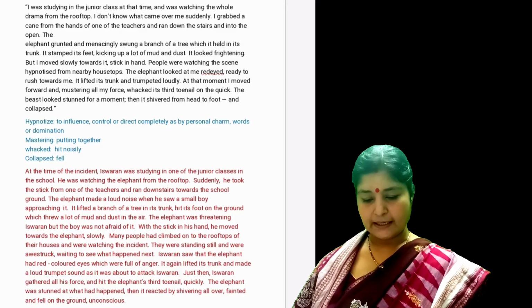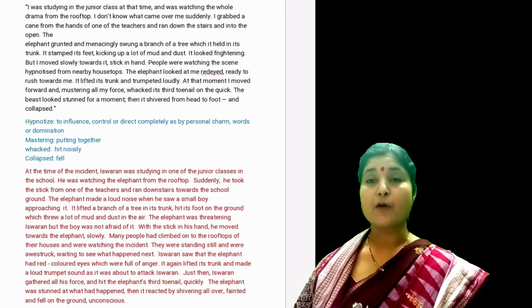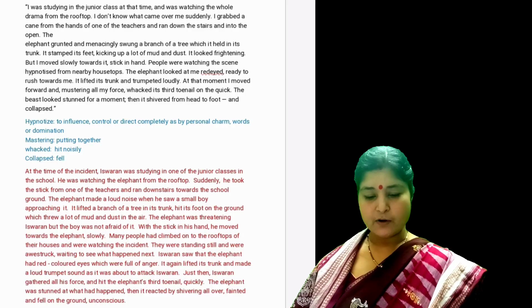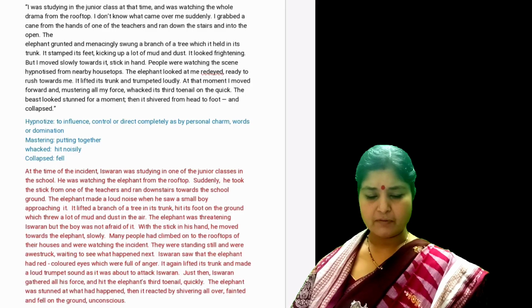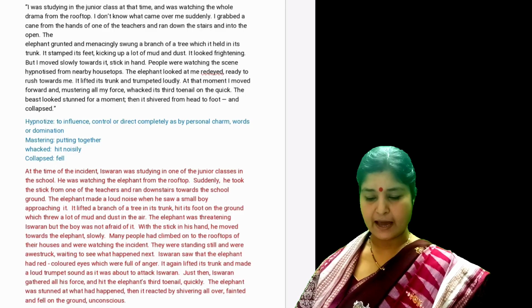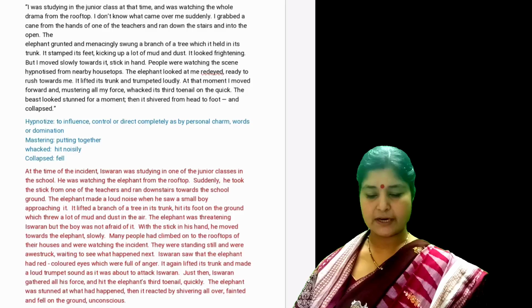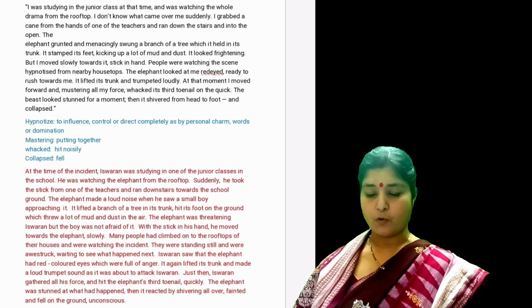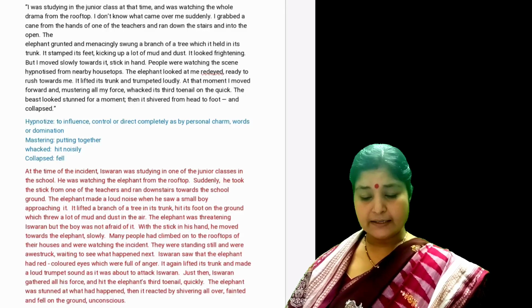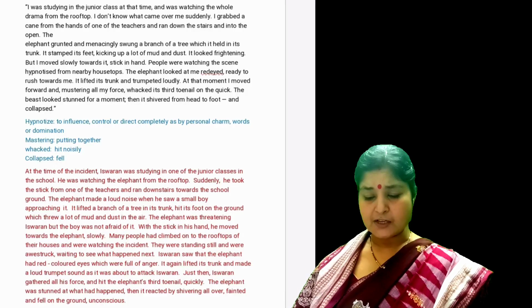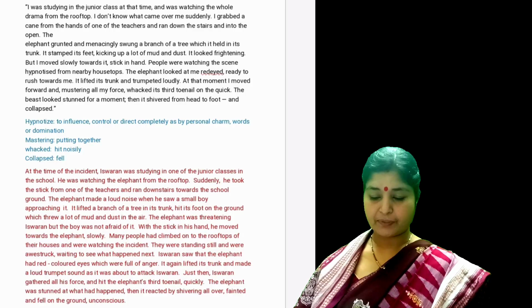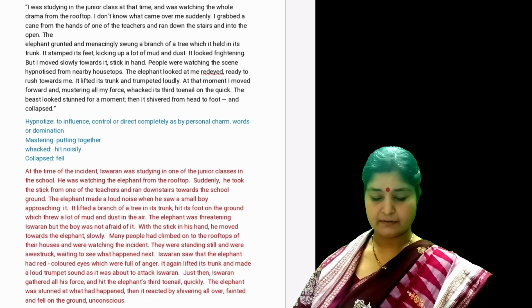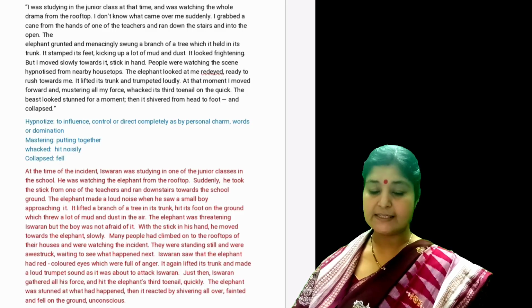I was studying in the junior class at that time. I was Miss Iswaran's student, and was watching the whole drama from the rooftop. I don't know what came over me suddenly. I grabbed a cane from the hands of one of the teachers and ran down the stairs and into the open. The elephant grunted and menacingly slung a branch of a tree which it held in its trunk. It stamped its feet, kicking up a lot of mud and dust. It looked frightening, but I moved slowly towards it, stick in hand.